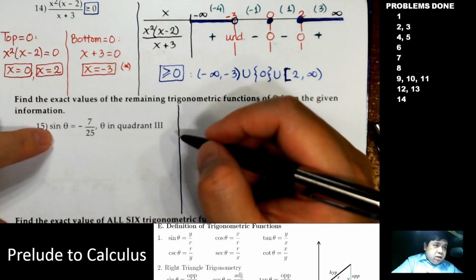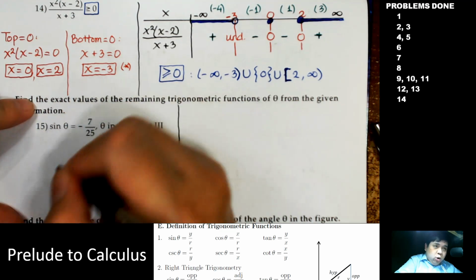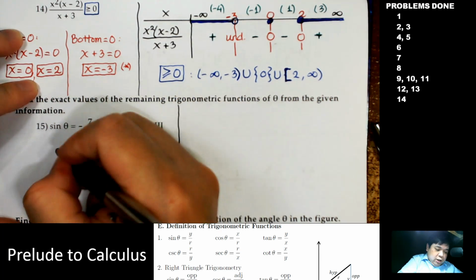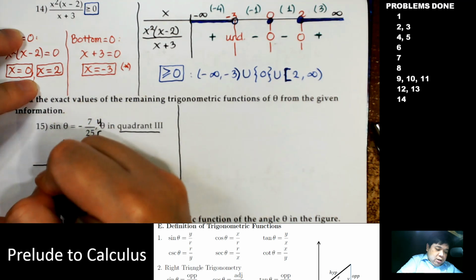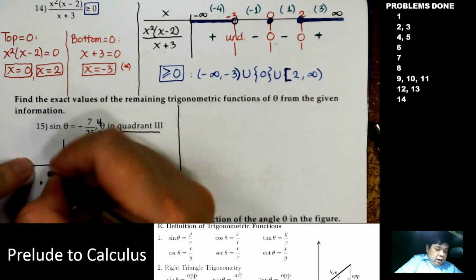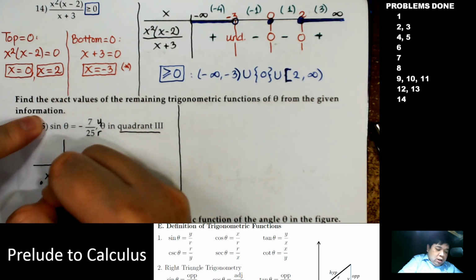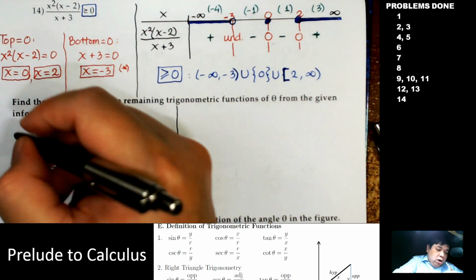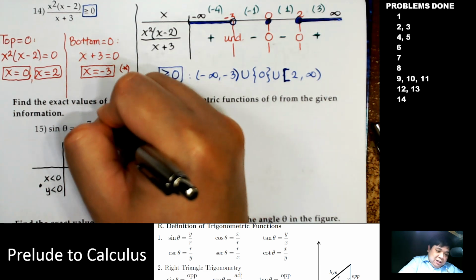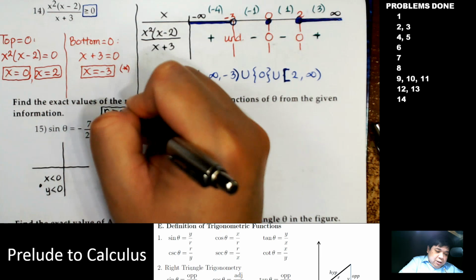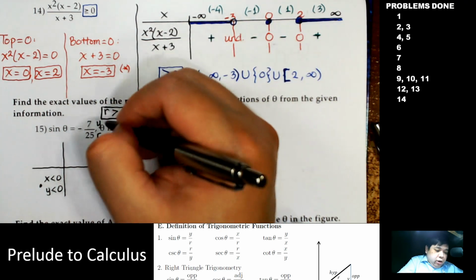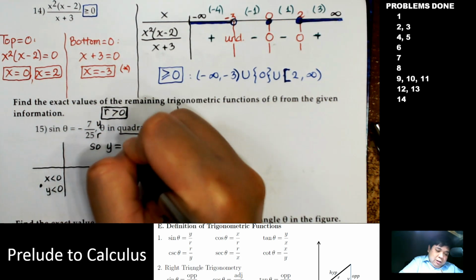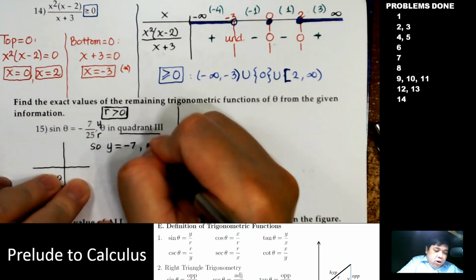So we have that. Sine, if we look at the formula, sine is y over r. And this is in quadrant 3. So quadrant 3 is the point in here. The point in here, we see that x is going to be negative and y is going to be negative, and r is always positive. So from that we know y is negative 7 and r is equal to 25.